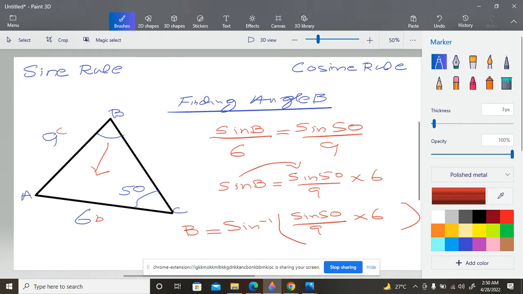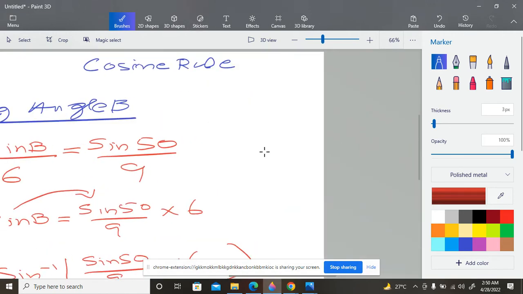First of all, press the shift button and press sine, so you will see sine inverse on your calculator screen. Then add a fraction, write sine 50 in the numerator, close the brackets. Divided by 9 multiplied by 6, now close the bracket, equals, so I got the answer 30.7 degrees.